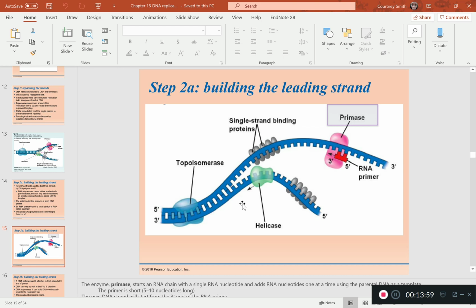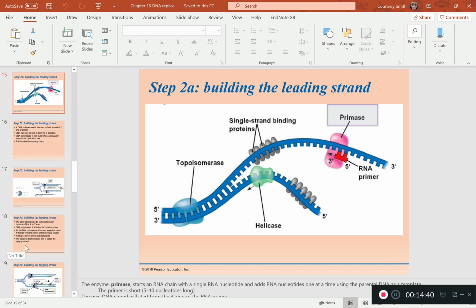That RNA primer will allow DNA pol 3 to attach to the DNA strand, and then from there it will be synthesizing in the 5' to 3' direction. DNA pol 3 will specifically add to the 3' end of the RNA primer. And then from there, he will continue to replicate along this strand in a continuous motion in the 5' to 3' direction. So that's for the leading strand.